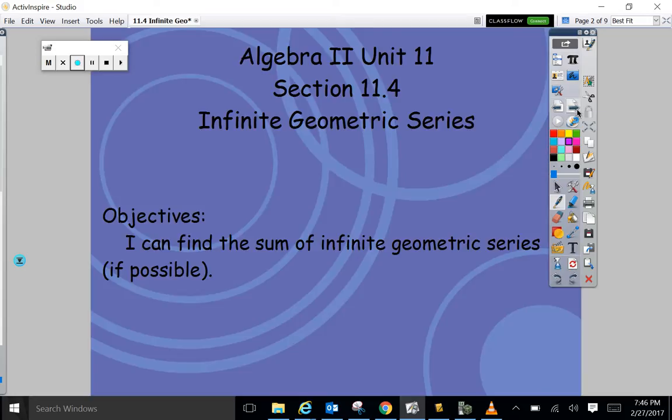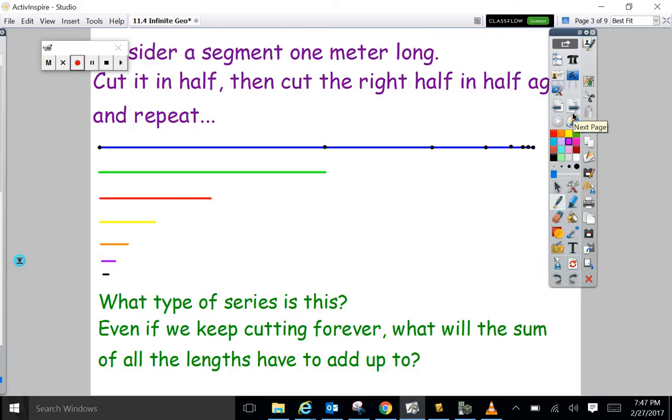Alright, so today we're looking at infinite geometric series. Can you find the sum of an infinite geometric series? So consider a segment 1 meter long. We're cutting it in half. So the 1 meter long segment, that's the blue segment right here. Then we're going to cut it in half. That's going to be the green segment. Then you're going to cut that in half again. You're going to get the red segment. Then we cut that one in half again. You get the yellow, and so forth. And if you took all of those segments from green all the way down to the black and keep adding them up, if we're adding them up forever, will it have a sum? And if so, how much will that sum equal?